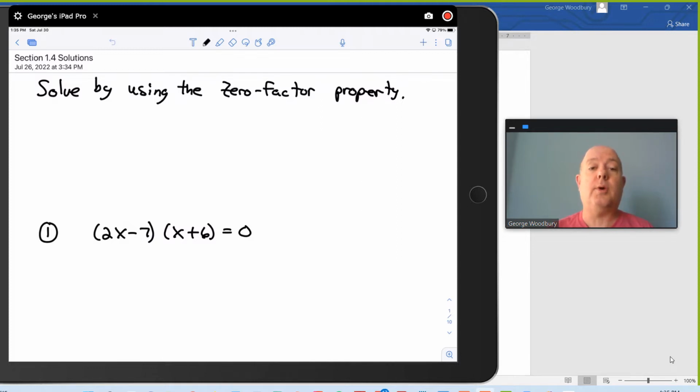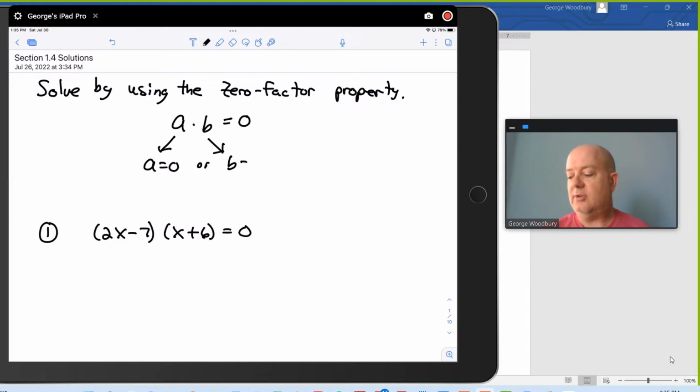In this video we're going to go over how to solve equations by using the zero factor property. The zero factor property is based on this idea. If we have a product that is equal to zero, we know that one of those two factors has to be zero. So either A is equal to zero or B is equal to zero. And that tells us if we have an equation in factored form equal to zero on the other side of the equation, we can set each factor equal to zero and solve that.